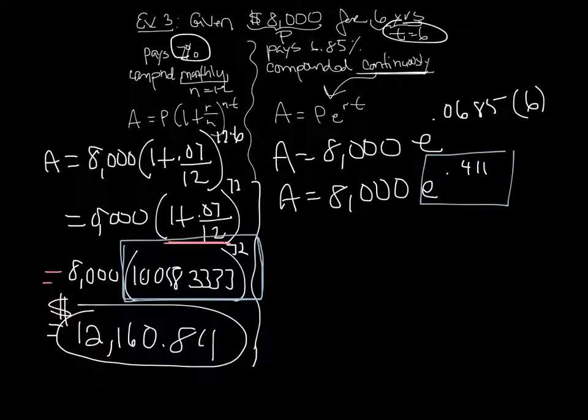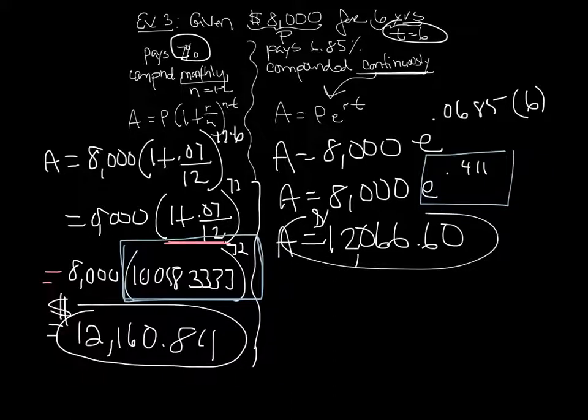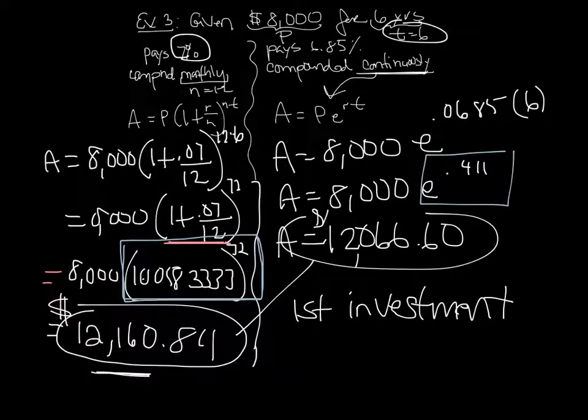And so now, order of operations, do exponents first. So e raised to the 0.411, and then I'm going to hit equals, and then hit times $8,000. And this investment gives me $12,066. And so we compare these two, and it looks like the first investment pays you a little bit more. So the first investment is the better deal, because you're making more money here. So that is example 3.